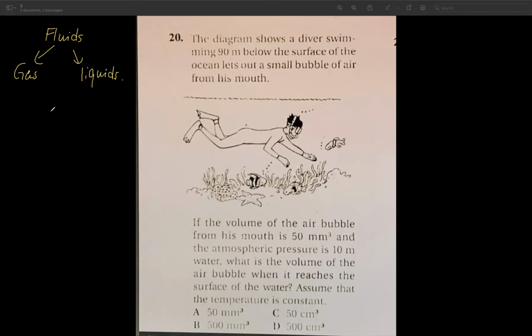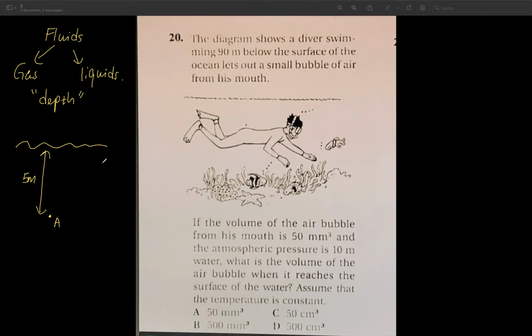Pressure in fluids depends on the depth. The more the depth, the higher the pressure. So let's say I am 5 meters below the water surface. At this point, let's call it point A. If I ask you, what is the pressure at point A? We take the depth of the water.